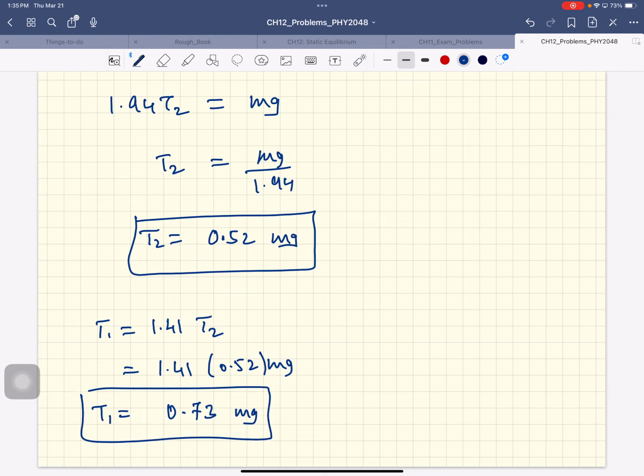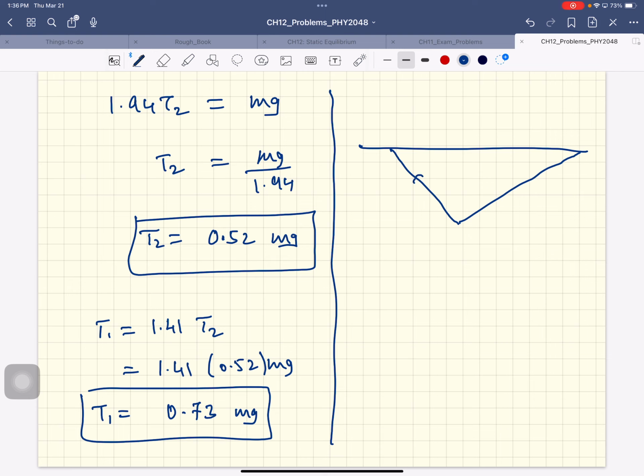All right, so we have the answers now, and let's see what did we achieve. Okay, so here's what we achieved. You wanted to hang the sign, mg. So what you could do is just take a straight cable and hang it there. T3, and the tension would be mg.